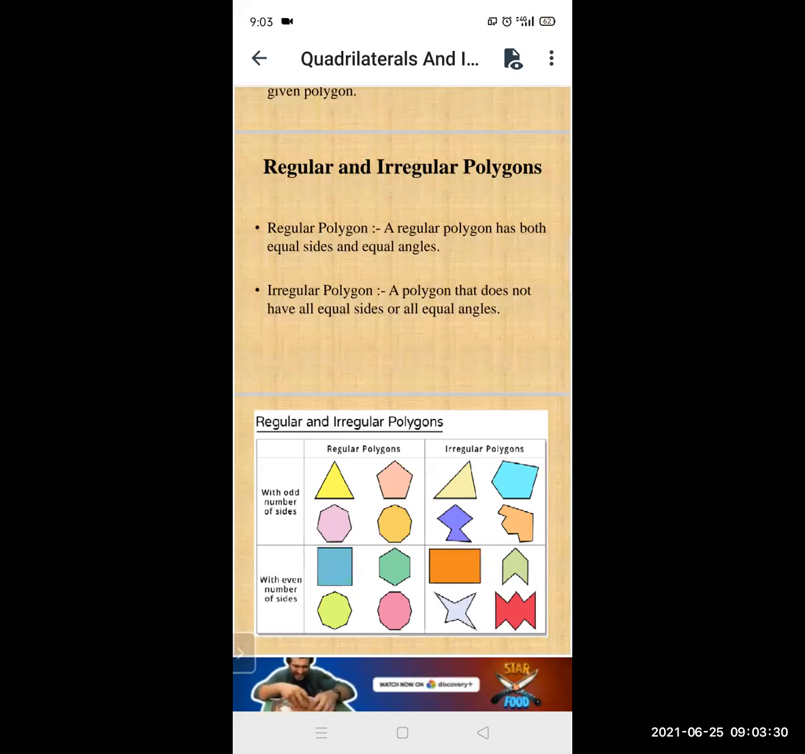In regular polygons, we have taken here 3 sides, 4, 5 sides, 7 sides, 9 sides. But in irregular polygons, their sides are different, their angles are different, and they are drawn in very random shapes. And these are regular polygons with odd numbers of sides above, and below there are those with even numbers.